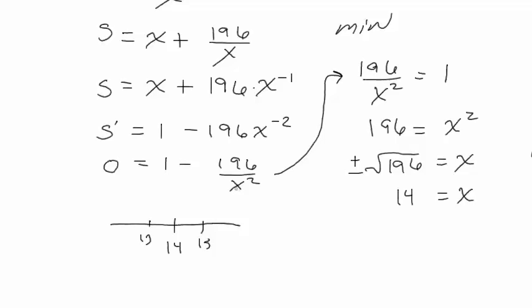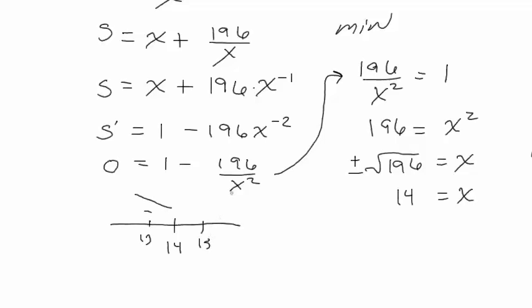If you had 13 squared, you'd get 169. And so 196 over 169 is going to be a number a little bigger than 1. So 1 minus a number a little bigger than 1 is going to be a negative number. And so you know that this is decreasing.